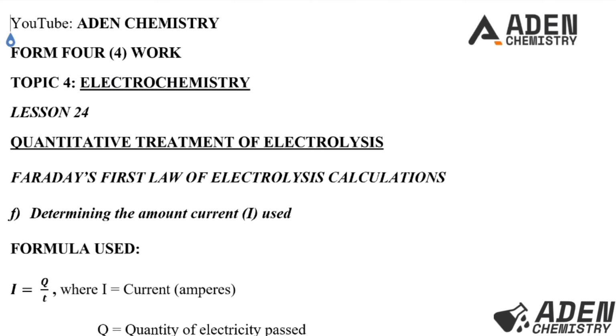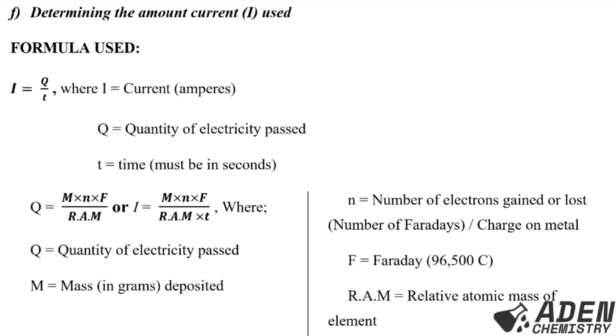So today, lesson 24, we are going to proceed to the sixth aim of Faraday's first law of electrolysis, which is determining the amount of current used, which we can write as I. The formula that we are going to use when we're talking about current is Q divided by T, where I is current in amperes, Q is the quantity of electricity passed, and T is time, which must be in seconds.